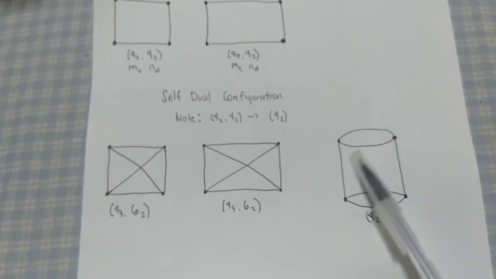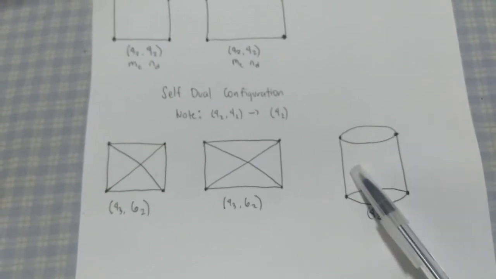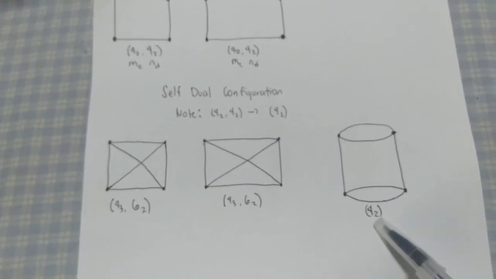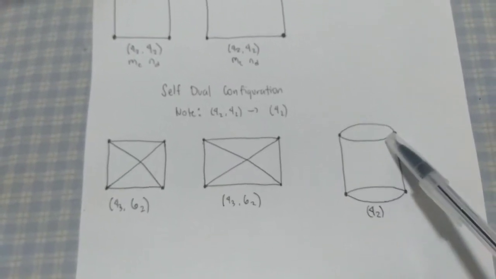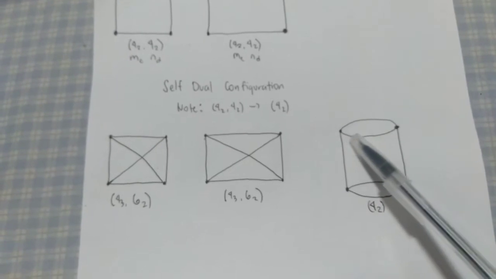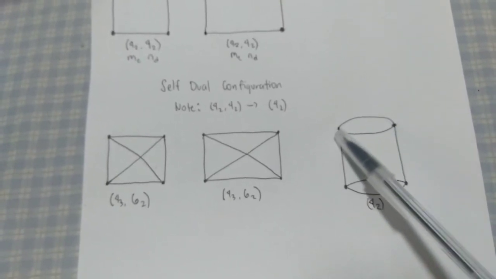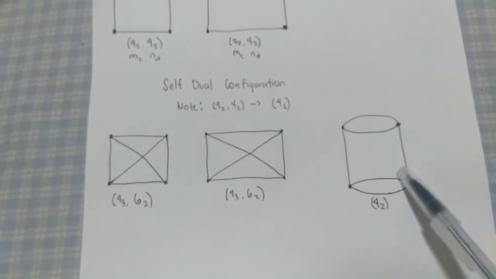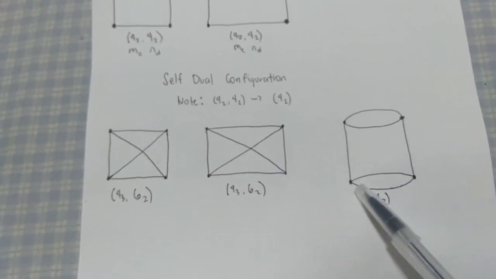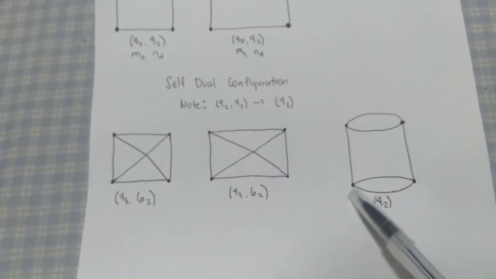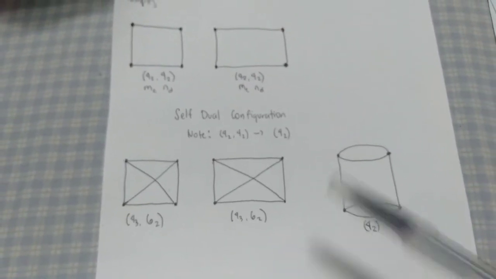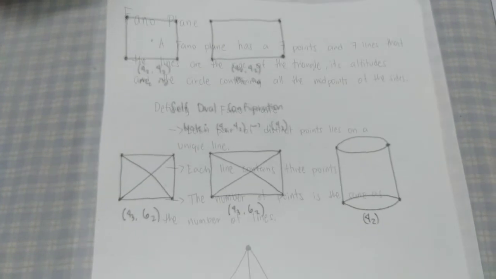Now, if we look at the circle, why does the self-dual configuration exist? Because in this circle, there is only one particular line, same as in this. Now, let's proceed to the other configurations.